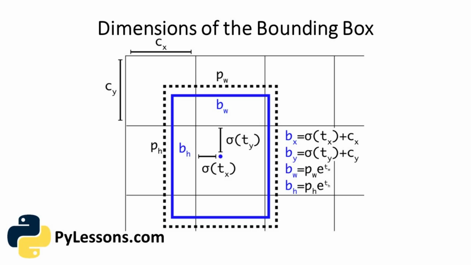Here in this slide, b denotes the length and width of the prediction frames respectively, and p denotes the length and width of the anchor frame respectively. t represents the offset of the center of the object from the upper left corner of the grid, and c represents the coordinates of the upper left corner of the grid.